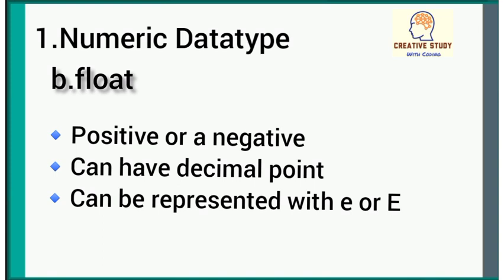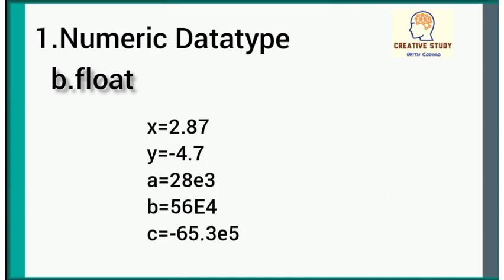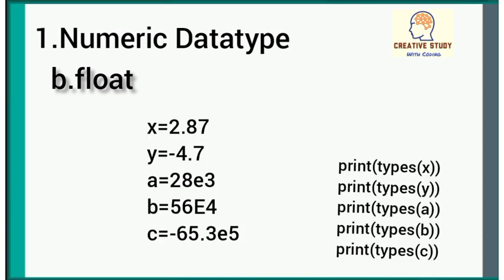Next one is the float number. A floating point number can also be positive or negative, but it has a decimal point and can use a scientific number e to indicate the power of 10. These are examples of floating point numbers. And to check its type, again we can use the type function.